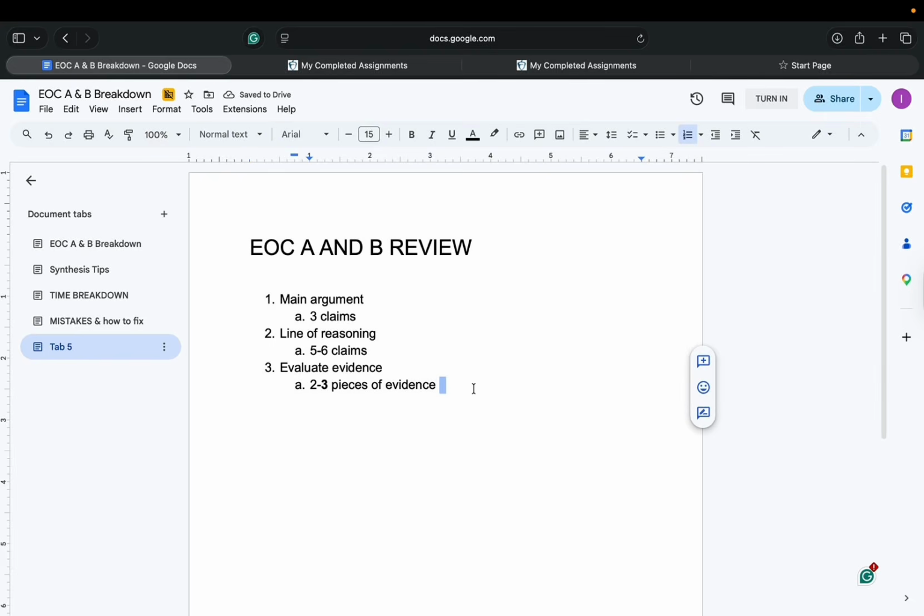And just before I even go into anything, a lot of people tend to come to me and say that they struggle with their time management for EOC A. Here's my personal strategy for EOC A. So, for reading the article, I recommend that you spend between maybe 7 to 8 minutes reading. So, I'll type that. So, that's the first thing you do.